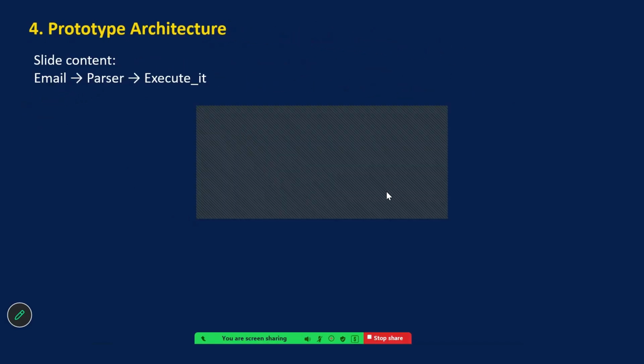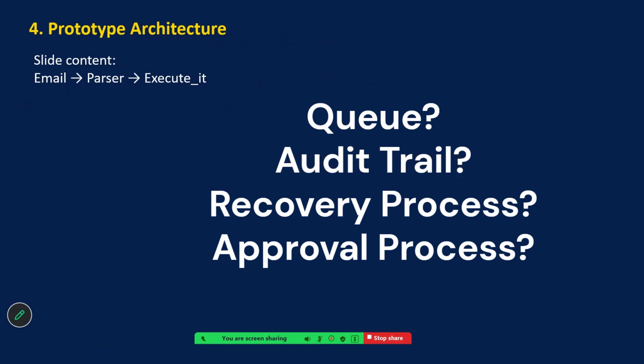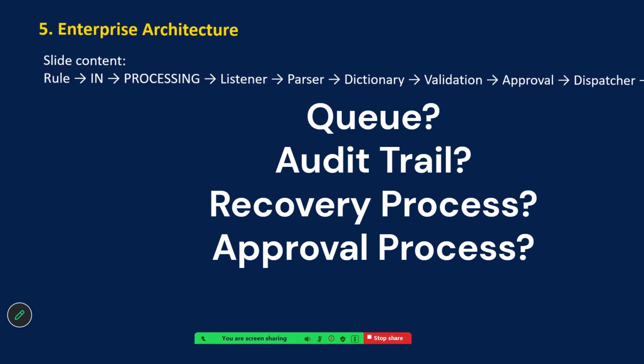Prototype architecture. The original design was intentionally simple. It proved the concept quickly, but it had no queue, recovery mechanism, audit trail, or approval process.